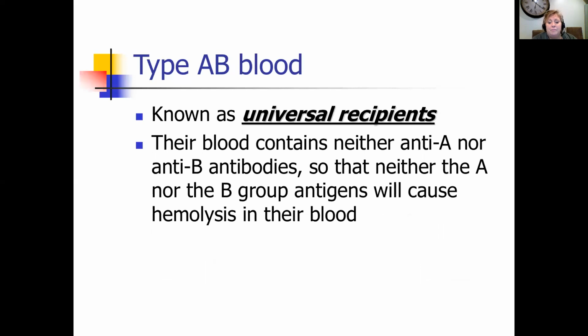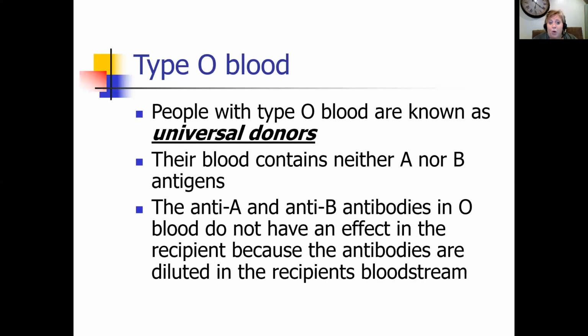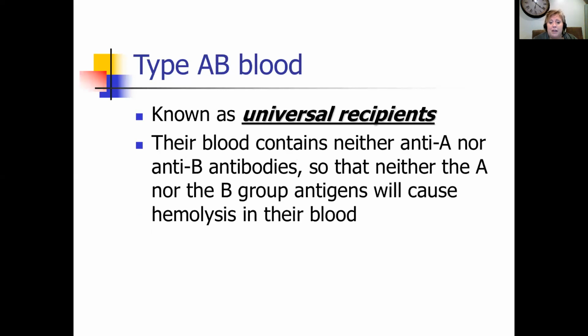Type AB blood, but you can only receive from O. O blood can give to anybody, but it can only receive from O blood. Type AB blood are the universal recipients. They like everybody. They contain neither anti-A nor anti-B antibodies, so neither the A nor the B group antigen will cause hemolysis in their blood. They can receive from anybody.